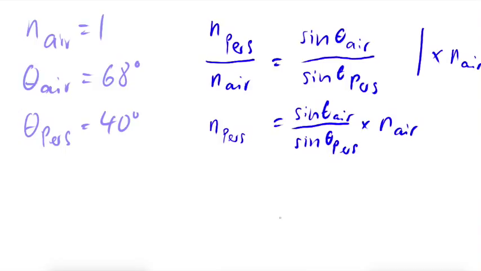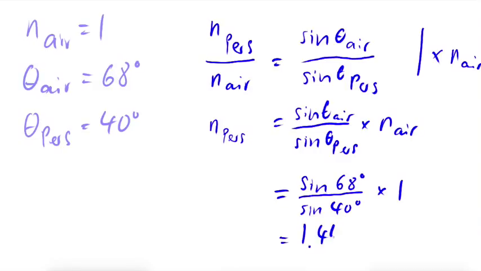Replacing the symbols with values, I get n perspex equals sine 68 degrees for air over sine 40 degrees for perspex, multiplied by 1 for the refractive index of air. Putting the numbers into my calculator, I now obtain approximately 1.44 for the refractive index of perspex. This is reasonably close to the theoretical value of 1.49.